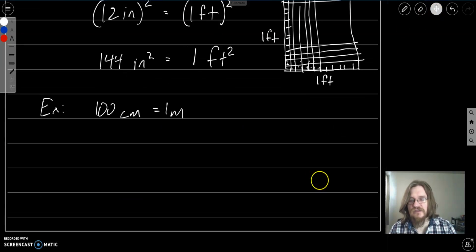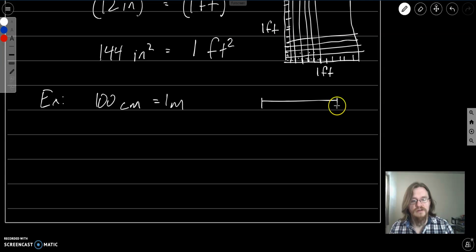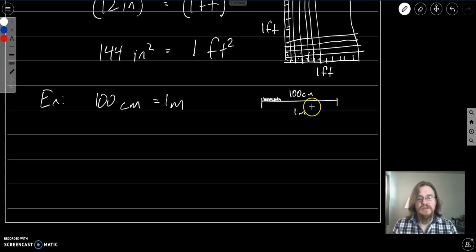Let's do another one. Let's look at volume now. Again, 100 centimeters is going to be 1 meter. So if I draw 1 meter, there will be 100 centimeters in here, and they'll be too small for me to draw. So something that is 1 meter long is also 100 centimeters long, 1 centimeter being 1/100th of a meter.